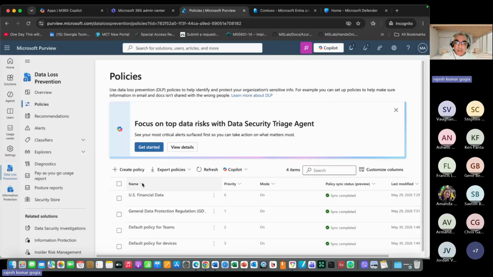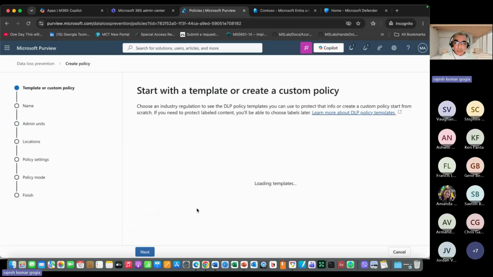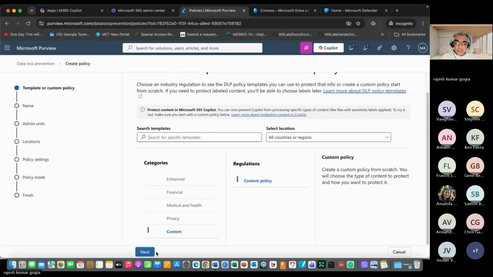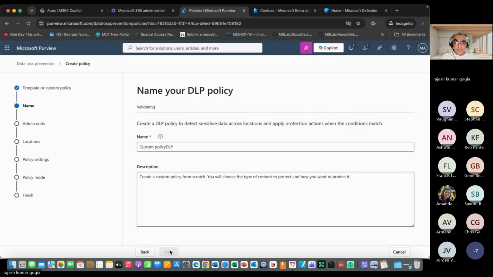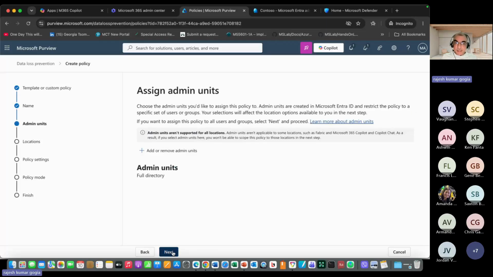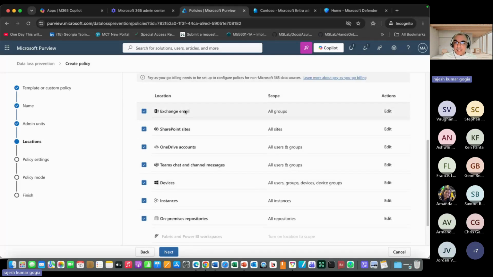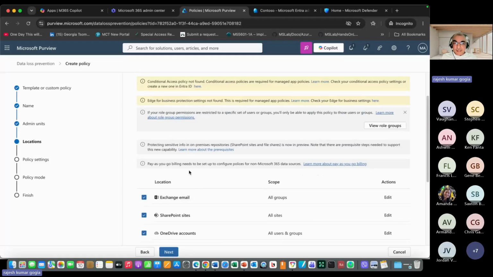So let's say, for example, I want to create a policy and I'll just show you with one of the sample ones. If you see here, see how useful it will be, isn't it? So let's say I want to apply it. See, there are so many locations of the data: Exchange, SharePoint, OneDrive, devices, and on-premises as well, onto the workloads which are running on-prem. This is very helpful.